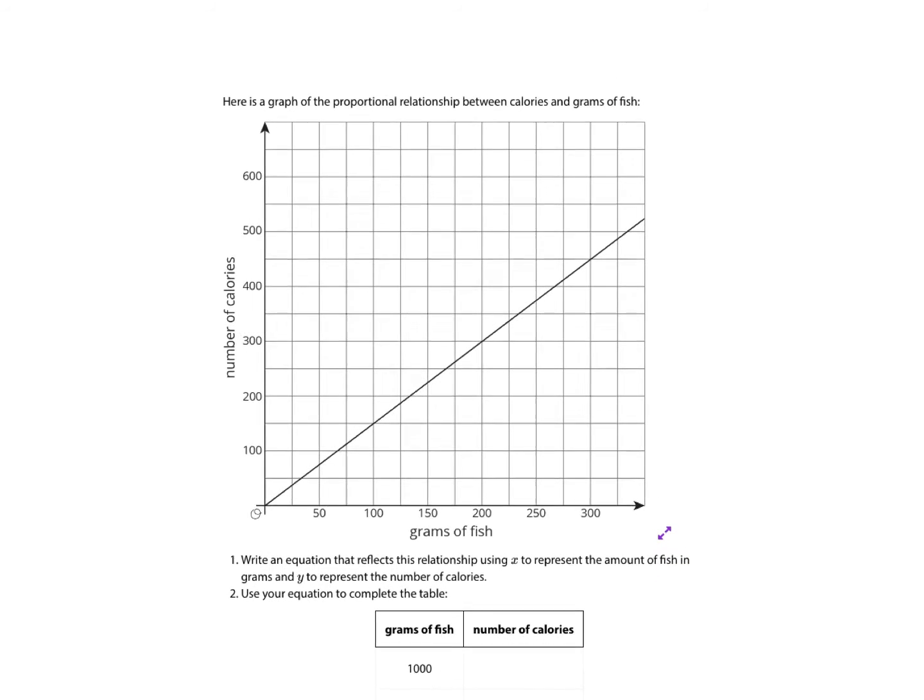So here is a graph between calories and grams of fish. Okay, so if you're anything like my kids, you don't like fish, but I know a lot of kids who love fish. My children do not.